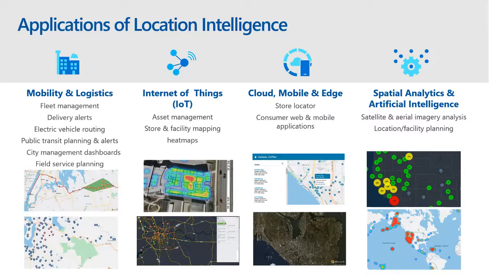Exactly. And also we have all the cloud, mobile, and edge for store locators, consumer web, and mobile applications, like the ones we are going to show you in this session. And we also have spatial analytics and artificial intelligence for all the measures that you can do and analysis of the different locations, facility planning, and so on.